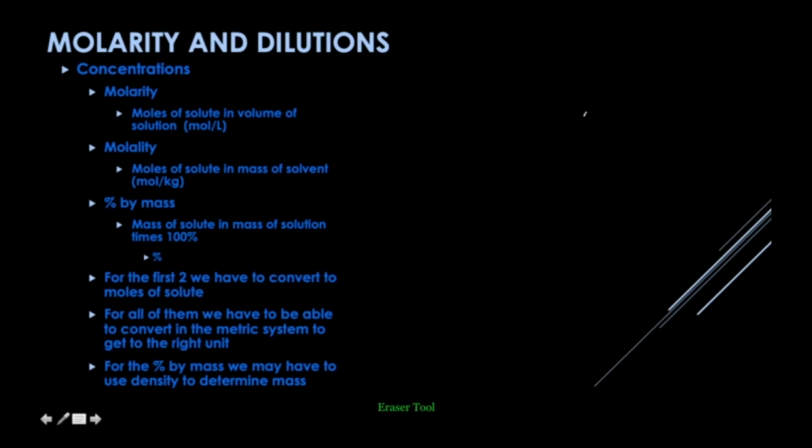So for the percent by mass, if you are given a liquid, so let's say water, the density of water is equal to 1 gram per 1 milliliter. That's the density. So if you are given a liquid, you will need to be able to get the mass from the density. And that's very, very important.